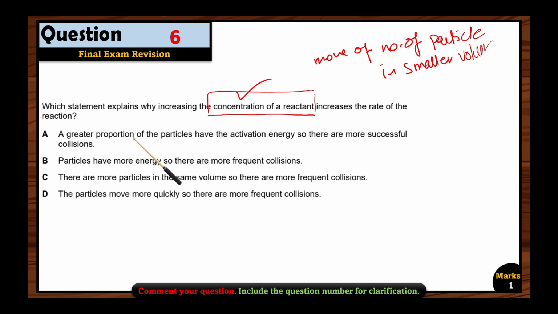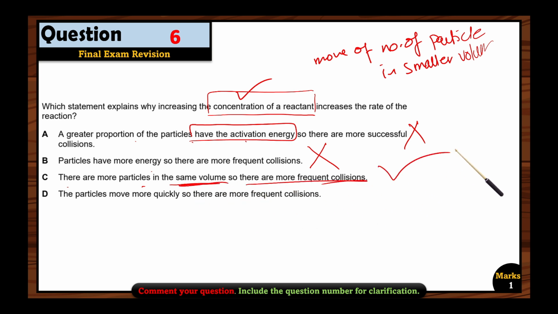Let's see, a great proportion of the particles have the activation energy. No, that's wrong. It has nothing to do with the activation energy. Only we have more number of the particles, okay? So this is wrong. Particles have more energy, again wrong. It has nothing to do with the energy. There are more particles in the same volume, so there are more frequent collisions. Yes, this option is right. More concentration means that in a small volume now you have more number of the particles. So this is the right option. Option C is the correct option, okay?